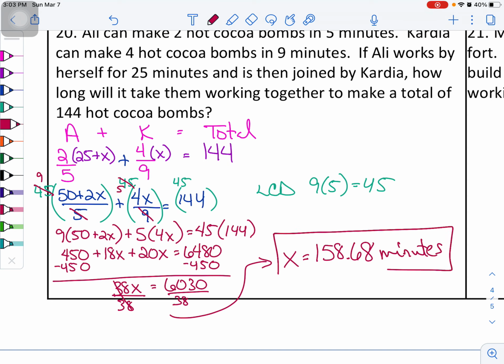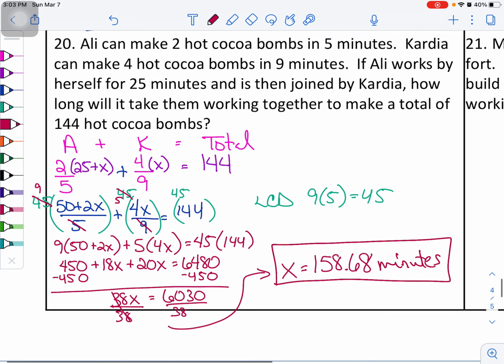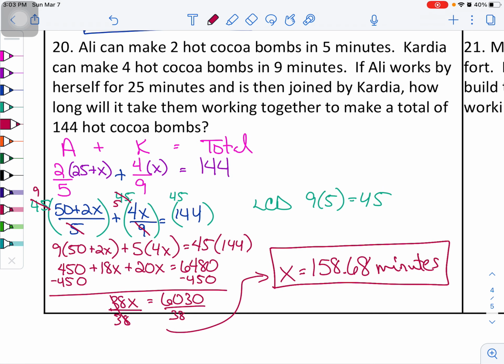All right, so we're going to go 158.68. And this is minutes. You don't need to convert this to anything else, just whatever your units are, keep them in the same unit. So this was in minutes, we'll keep it in minutes.